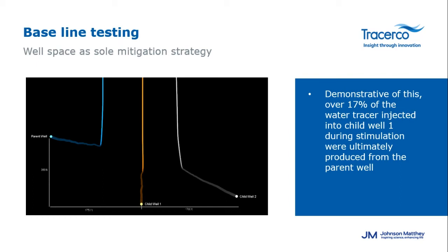However, significant communication was observed from the child well 1A to the parent well above. Over 17% of the water tracer applied from child well 1A was recovered from the parent well, demonstrating this well spacing to be insufficient.